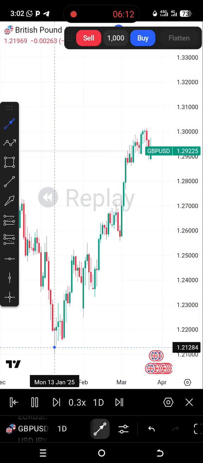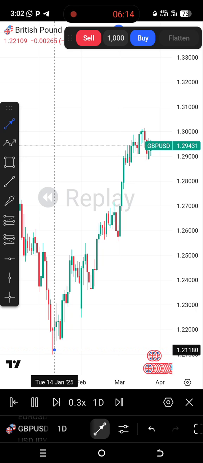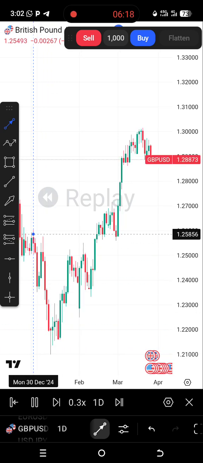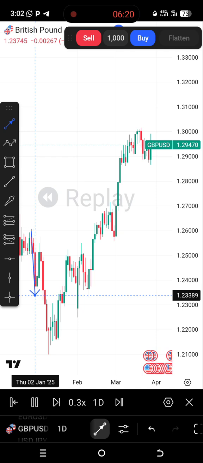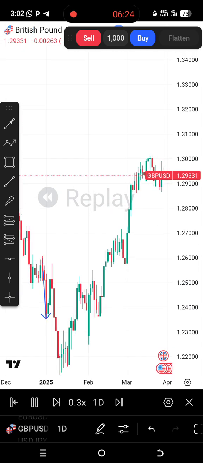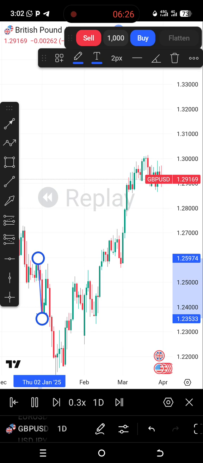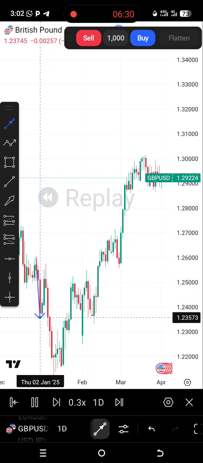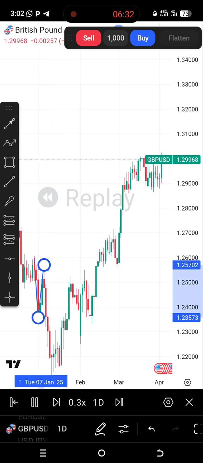So we can say from here, let's go from here. Okay, let's go from here. Here we say yes. So this lower low, hmm? That's lower low. Then from here to here, this lower high.